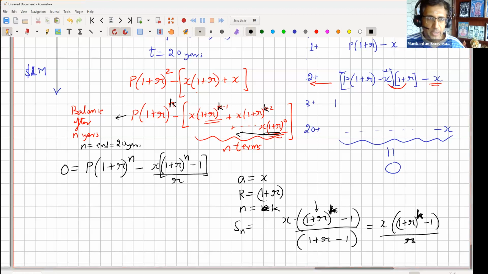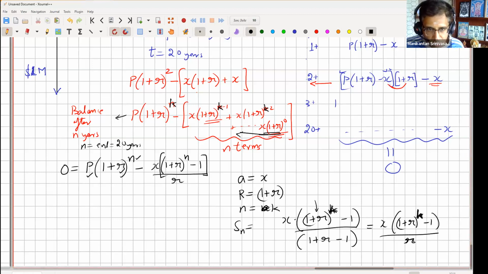But in particular, when K reaches N, and N is the duration of my loan, 20 years, then this balance must work out to be 0. And hence I can find my X, because everything else is known. P is known, small r is known, N is also known. Therefore, I can find just X.